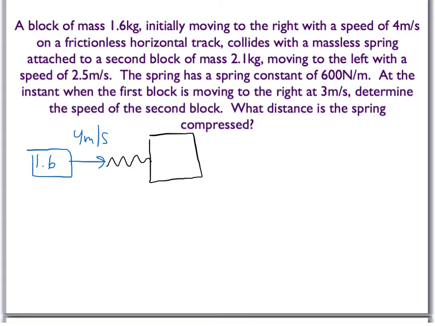The second mass is 2.1 kilograms. So this one is larger. And it starts off by moving to the left at 2.5 meters per second. Now, because momentum is a vector and velocity is a vector, I'm going to call this one negative 2.5 meters per second. Anytime you're working on momentum problems, make sure that you are keeping track of direction.